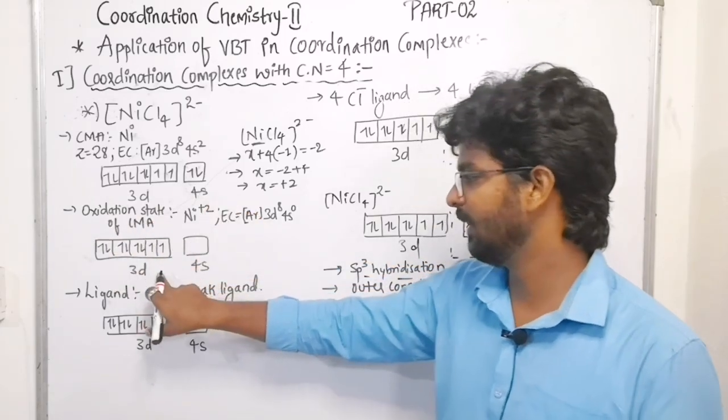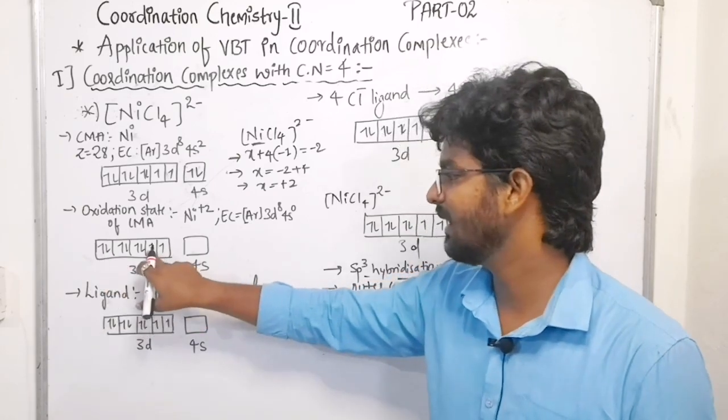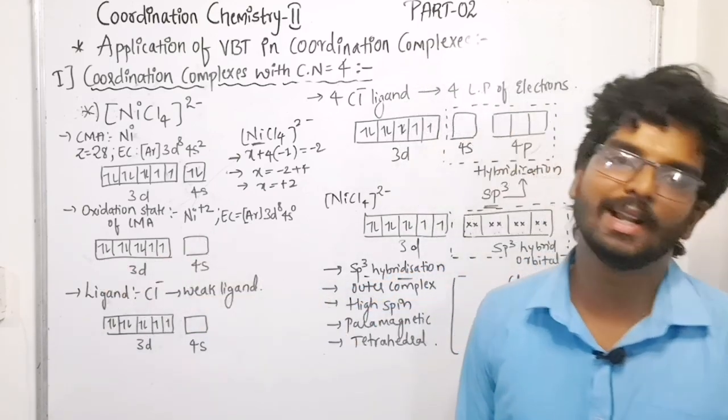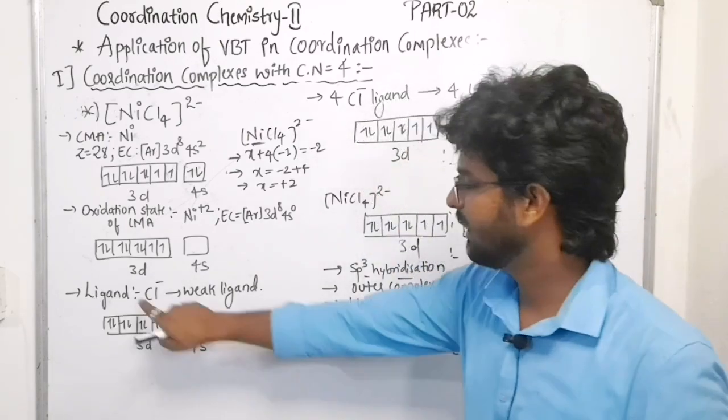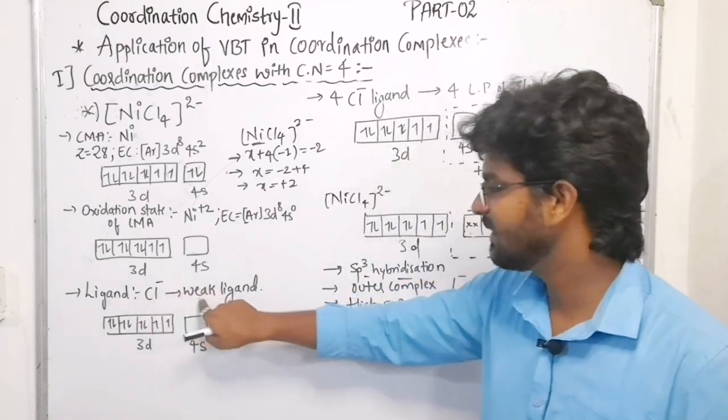If you see it in a diagrammatical way, you will get what? 3d is having 8 electrons, 4s is having what? 0 electrons. Next step is you need to find out which type of ligand it is. So here the ligand is what? Cl minus. It is a weak ligand.